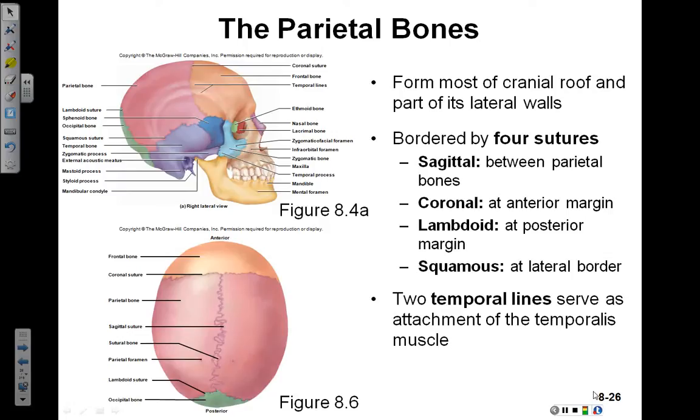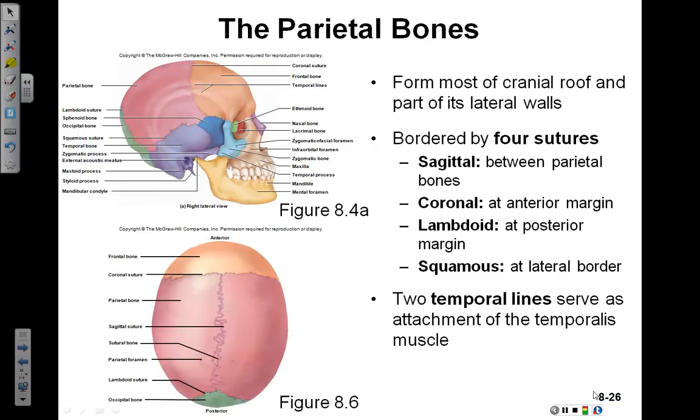Parietal bones, right and left. In pink, little zigzag structure right here is your what? Sagittal suture. Make sense? That connects the two parietal bones together. Okay. Sagittal, coronal, lambdoid, squamous, 4 sutures. The immovable joints that hold the skull bones what? Together. Okay.